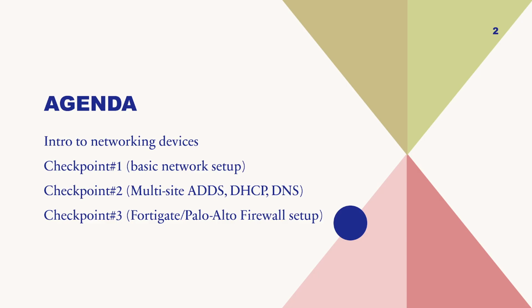Starting off with checkpoint one, we're going to be configuring some networking. In checkpoint two, we can configure some DHCP, DNS, and ADDS servers. In checkpoint three, we are going to incorporate some sort of firewall, either Palo Alto or FortiGate firewall, into a network. But before we do any of this, I want to introduce some of the networking devices to you all.